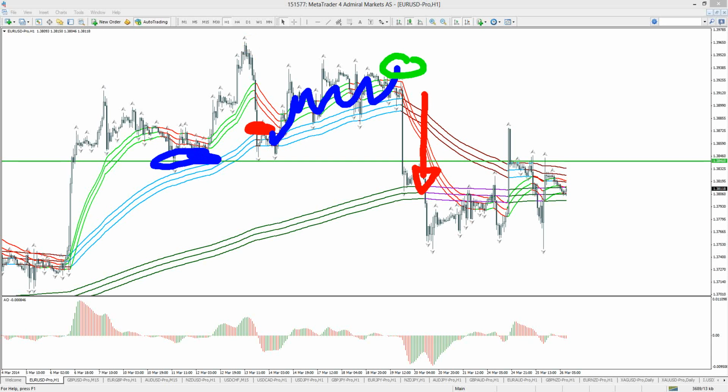It was too late, it should have waited for the consolidation first and then maybe traded the reversal some different way. This is just a theoretical example. I'm not saying the euro dollar is necessarily the best example here, but just to give you an idea.